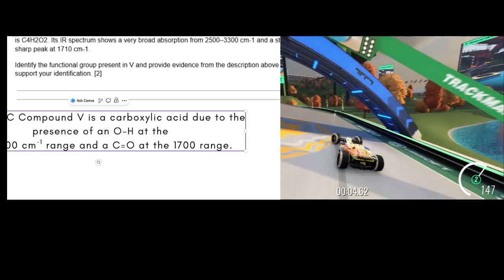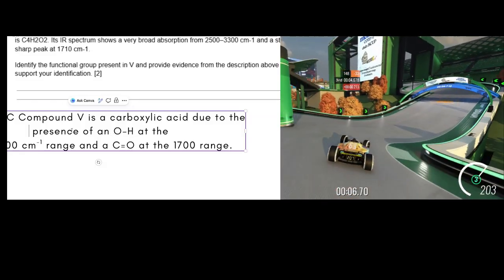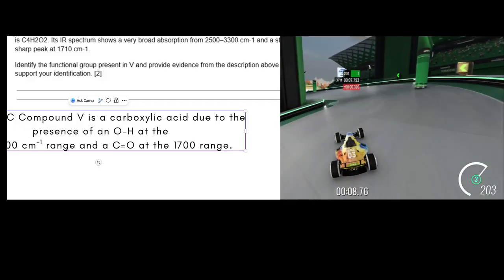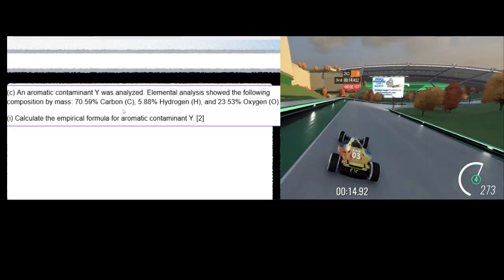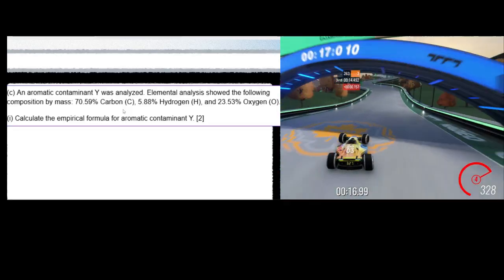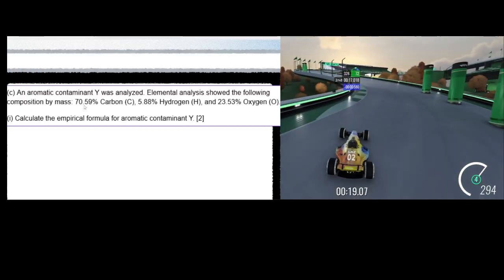And that's it for this question. We've identified what it is. We've explained how we know it. Our next question here is our classic percent composition question. So for this one, we're going to take a look at our percentages.